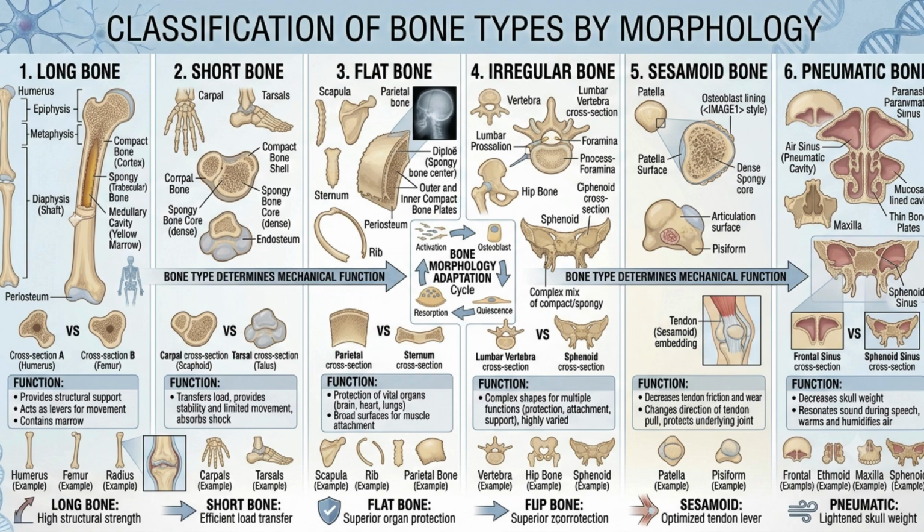Then comes the irregular bones, like vertebra and some bones of the skull. Then we have sesamoid bones, which develop within the tendons. The best example is patella. Then we have pneumatic bones, which contain air-filled spaces or sinuses, like the frontal, ethmoid, sphenoid, and maxilla.